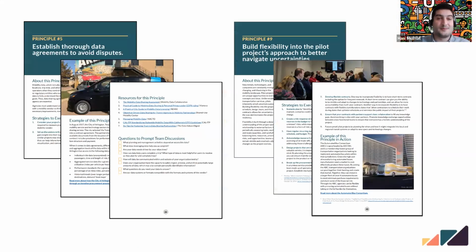So here's an example of what's inside this guidebook. There are non-sequential chapters. There's one for each of the 9 principles, which I'll get to in a second. And each chapter contains some background information on the principle, 7 to 10 or so strategies on how to effectively execute the principle, 1 to 2 case study examples of the principle in action, and then a list of questions and checklists to prompt team discussions. And then additionally, there's a resource section in each chapter with links to additional resources that are relevant and helpful for that principle.